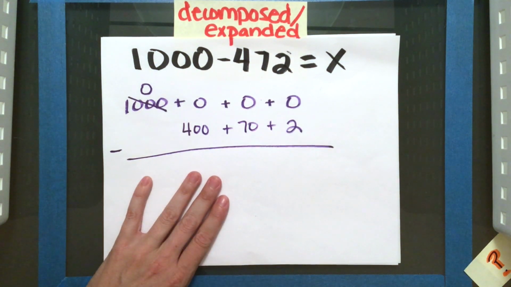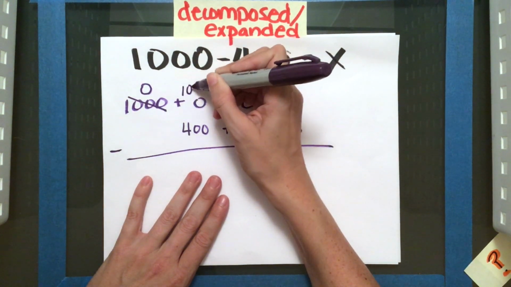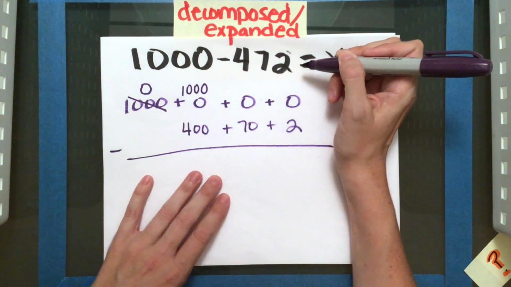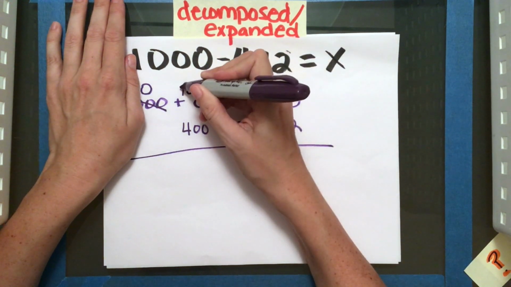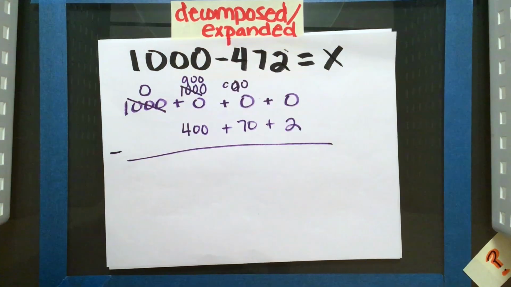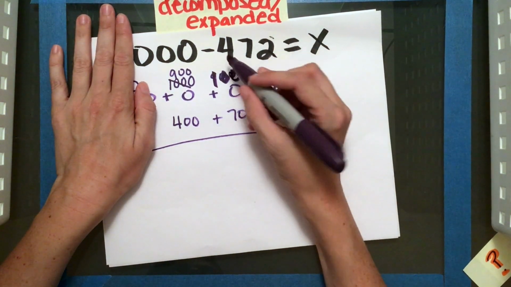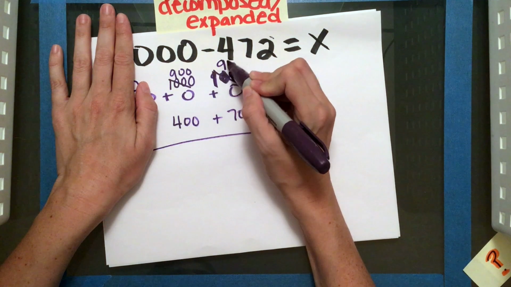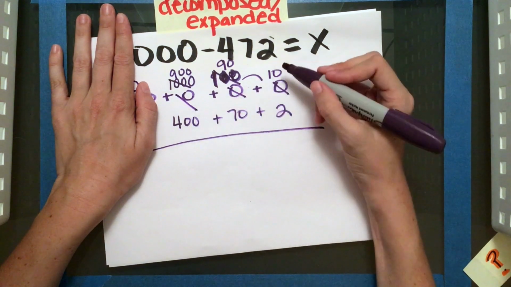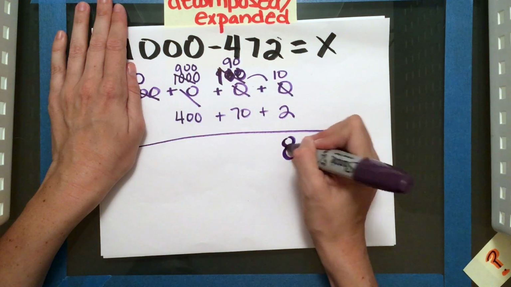Now, this becomes 1,000. Now we're able to break this apart to become 900, and this is going to become 100. All right, now we are going to have to borrow from here. This is going to become 90, and we're going to put the 10 over here, and this becomes 10. Now I'm going to take 2 away from 10, which is 8.